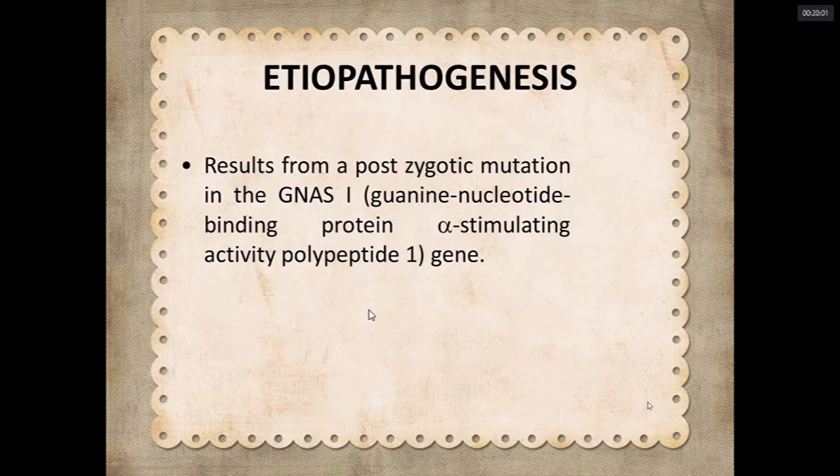Etiopathogenesis of fibrous dysplasia. It is thought to be the result of a post-zygotic mutation in the GNAS1 gene, that is, the guanine nucleotide binding protein alpha stimulating activity polypeptide 1 gene.